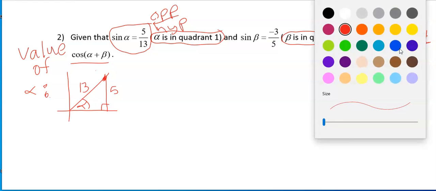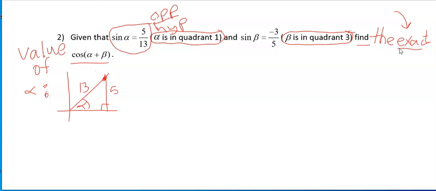So here's what we'll do. I'll use a different color ink for that. You have to get that missing side. Put a variable there, whatever variable you like, it doesn't really matter. I usually put a W or something like that. Now the Pythagorean theorem says 13 squared, that's my hypotenuse, is equal to W squared plus 5 squared. And you go ahead and work this out.